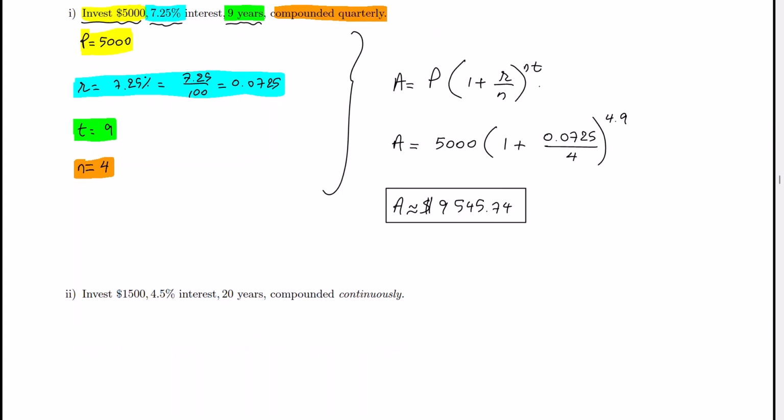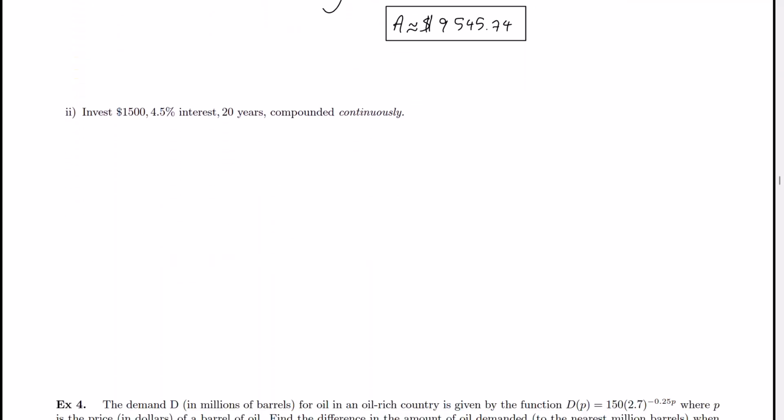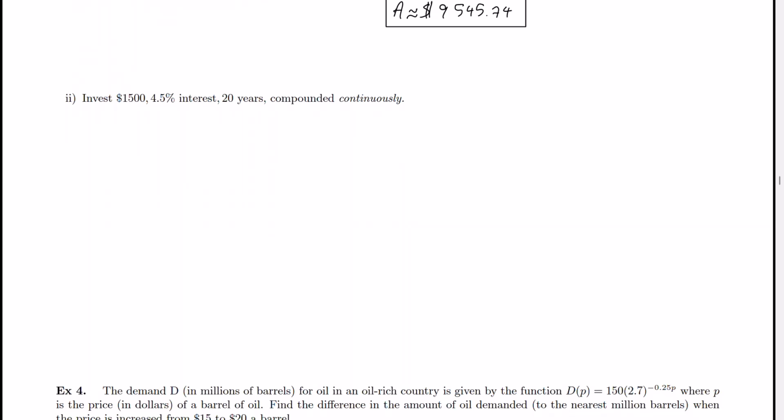And for the next part, we are investing $1,500 with a rate of interest of 4.5% for 20 years compounded continuously. So that word is the key to tell me that the formula I need to use is A equal to P times e to the r times t. So I'm writing r in cursive and t in cursive. So P in this problem is going to be 1,500 because that's the amount I'm investing right there.